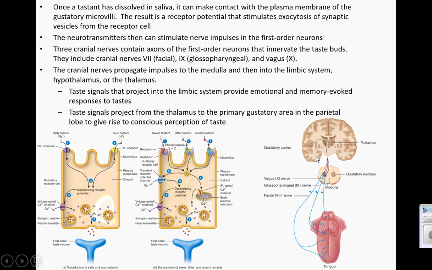But we also have signals that then travel to our cortex from the thalamus. That cortex will be the primary gustatory area, which is found in our parietal lobe. And that gives us our conscious perception of taste.